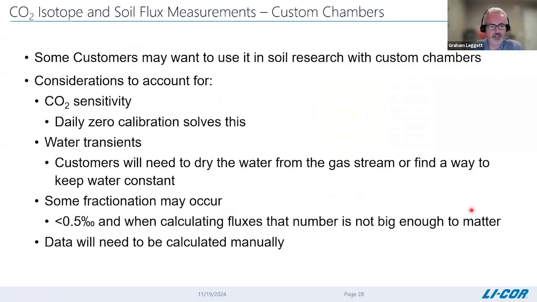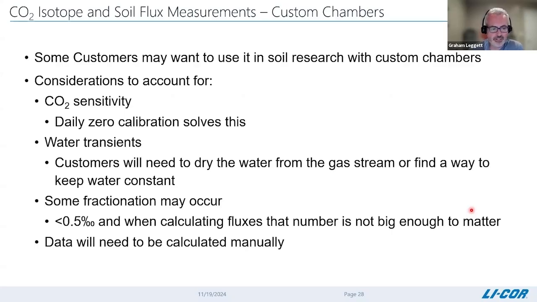I've described the LI-COR solution, which is fully integrated and tested. But of course, we do have quite a number of customers using custom chambers and custom systems. So we have to stress to them to consider the same issues that we've overcome in the development of our system. That includes CO₂ sensitivity, so daily zero calibration should be implemented. Customers will also need to dry the water from the gas stream or find a way to keep water constant to avoid that dependence on water concentration change.